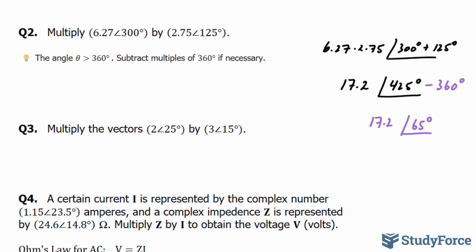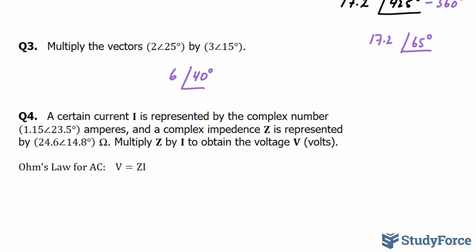In question 3, we're asked to multiply the vectors 2 at an angle of 25 degrees by 3 at an angle of 15 degrees. Same thing, 2 times 3 is 6. 25 plus 15 is equal to 40.